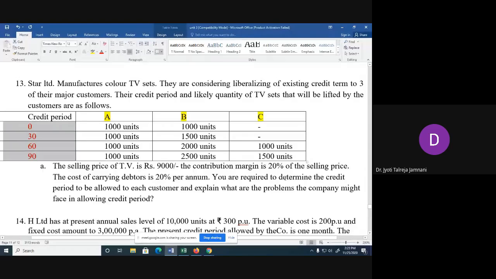Now, before we start solving the sums, I will ask you a simple question to see if any one of you can answer. If you look at customer A, when I give him 0 days credit, he is buying 1000 units. When I give him 30 days also, he is buying 1000 units. 60 days or 90 days also, he is buying 1000 units. So his purchasing is not changing, he is not buying more. So according to you, should I give credit to A or not?